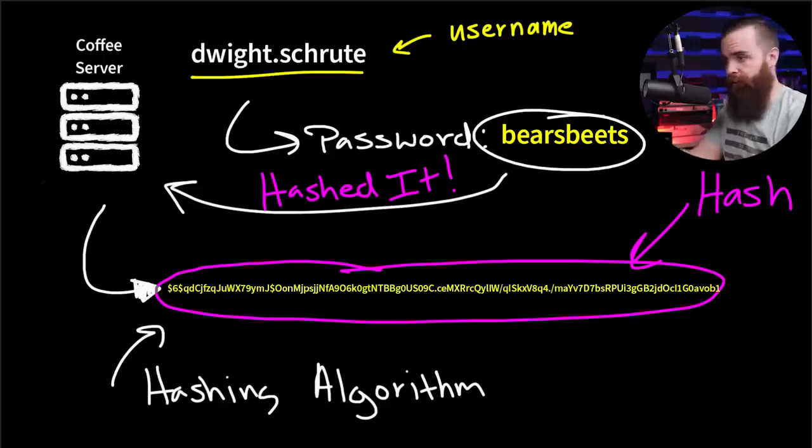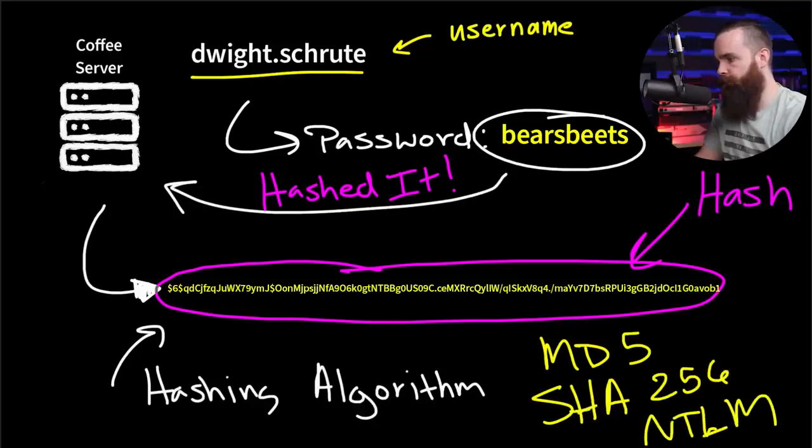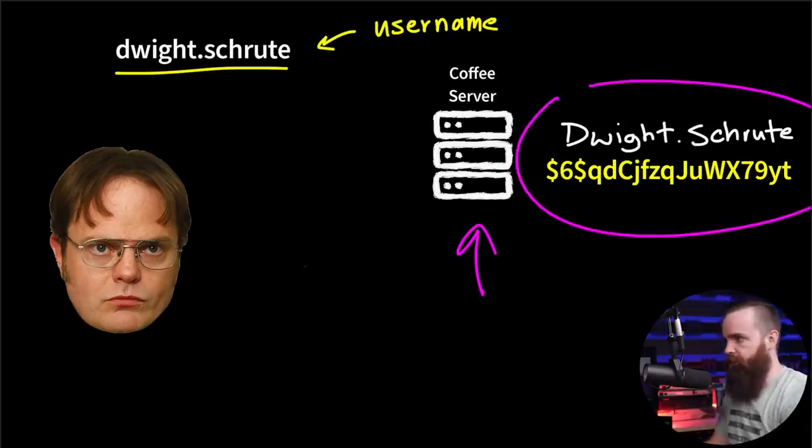You might already be familiar with some of the hashing algorithms out there. Popular ones are MD5, SHA-256, you got NTLM on Windows. And if we were to somehow hack into the server via other means and get a list of all the usernames and passwords that look like this, it would do us zero good, no good at all.